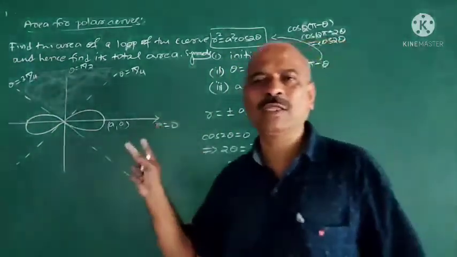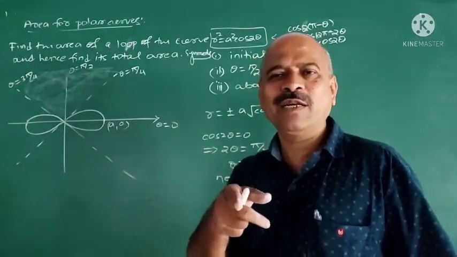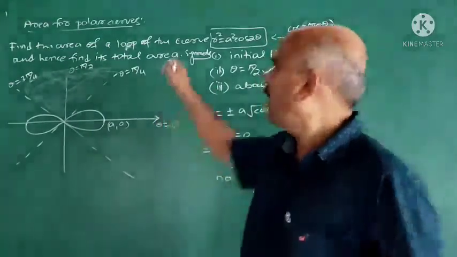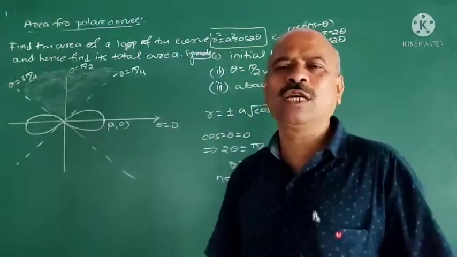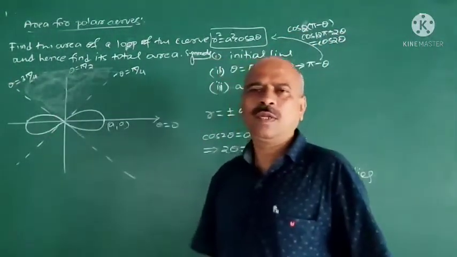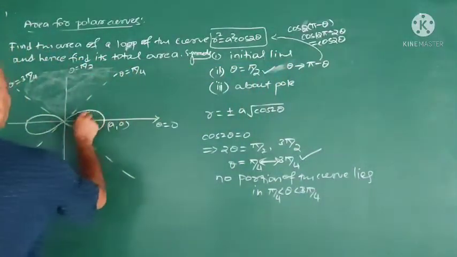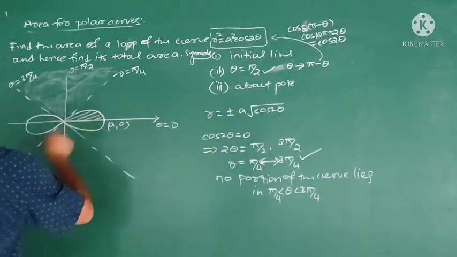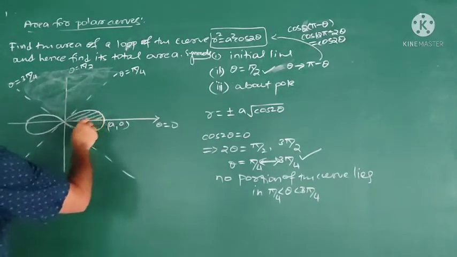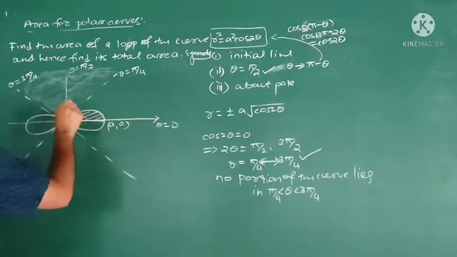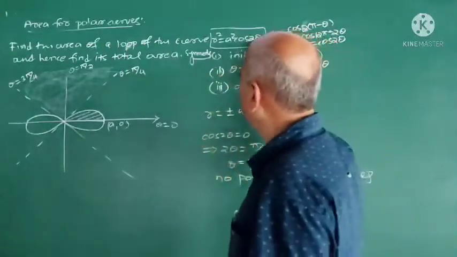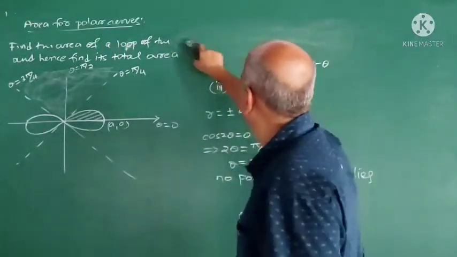I explained this twice in curve tracing, and again I explained the shape of the curve. That means you have to remember this curve. When r square is a square cos 2 theta, what is the curve? Lemniscate of Bernoulli. This is the curve, and this is one loop. In this loop, I take the area above the initial line, and twice the area above the initial line gives the area of one loop.